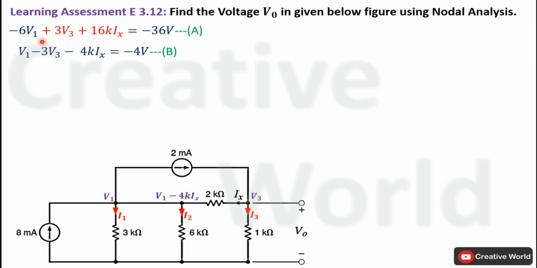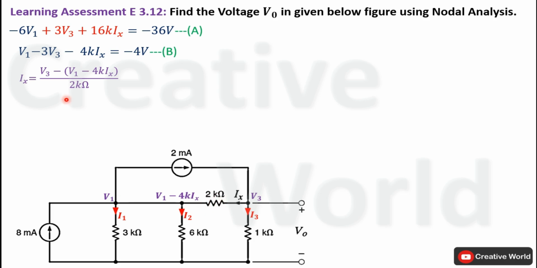These both equations have multiple variables V1, V3 and Ix. So if we replace the value of Ix inside this equation, one variable will be reduced. So first of all, we will try to find the equation for current Ix. Current Ix is equal to the potential difference between these two node voltages divided by the value of resistance V3 minus this supernode voltage V1 minus 4k Ix divided by the value of resistance 2 kilo ohm.